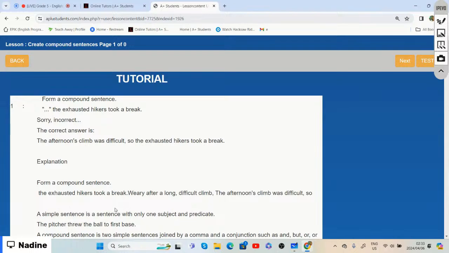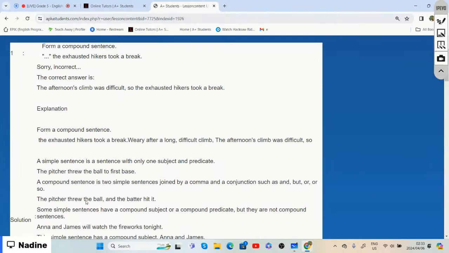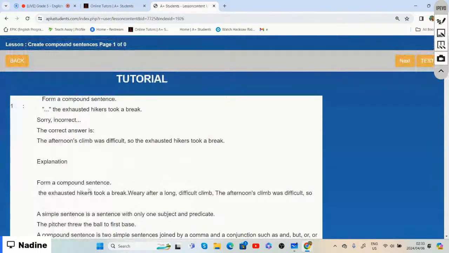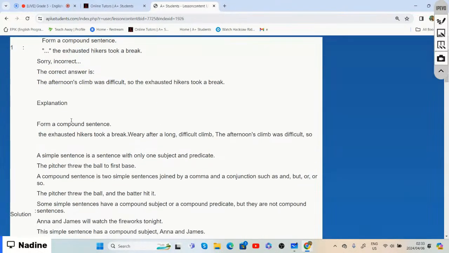All right. Okay, so we already went over what a compound sentence is, right? We said it is two simple sentences or two independent clauses that are joined by a comma as well as a coordinating conjunction, right? That is a compound sentence: two simple sentences joined by a comma as well as a conjunction.